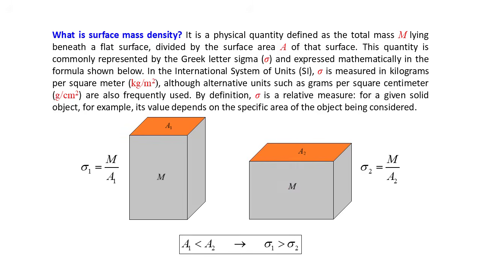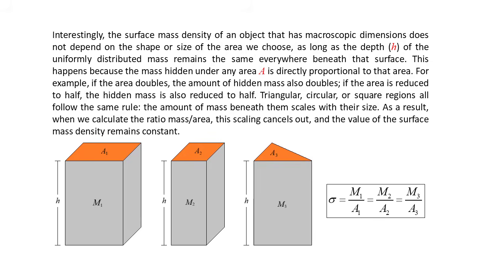By definition, sigma is a relative measure. For a given solid object, for example, its value depends on the specific area of the object being considered. Interestingly, the surface mass density of an object that has macroscopic dimensions does not depend on the shape or size of the area we choose, as long as the depth h of the uniformly distributed mass remains the same everywhere beneath that surface. This happens because the mass hidden under any area A is directly proportional to that area.